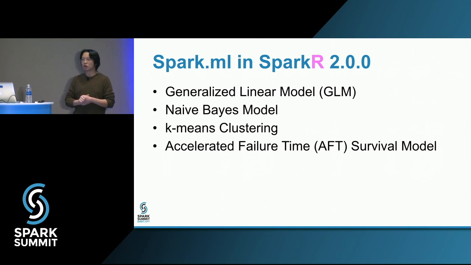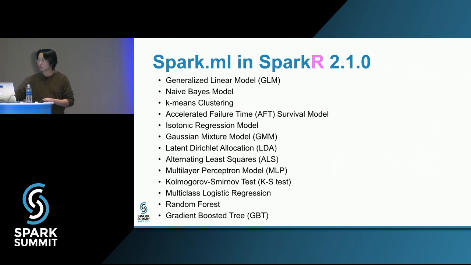So in Spark 2.0, we have a total of 4 machine learning models, which is a lot, right? In 1.6, we actually have 1, which is GLM. In 2.0, we have 4. But what I really want to show you is that in Spark 2.1, we have 13 machine learning models and algorithms that you can run. In addition to GLM, there are naive Bayes, k-means, AFT survival model, isotonic regression, GMM, LDA, ALS, MLP, KS test, multi-class logistic regression, random forest, and gradient boosted tree.